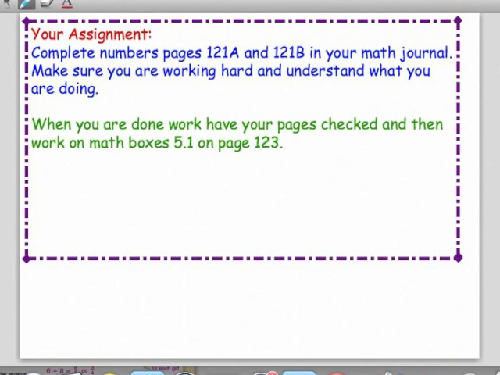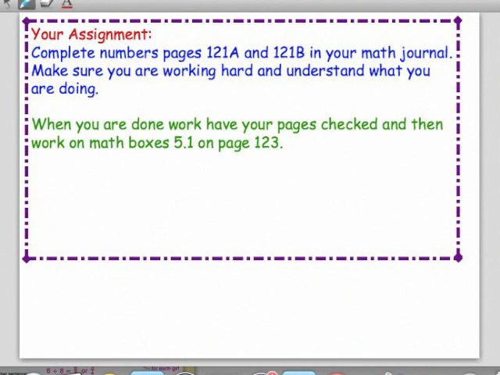So your assignment today, this is your ticket to recess. You need to have the blue part done. Complete pages 121A and 121B in your math journal. Make sure you're working hard and understand what you're doing. If you get caught up on anything, please just raise your hand. That's what we're here for, is to help you learn, okay?